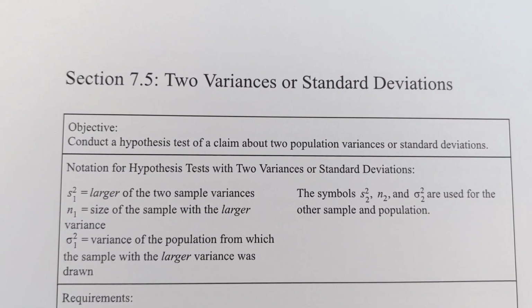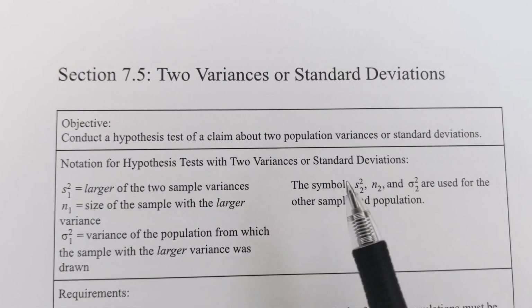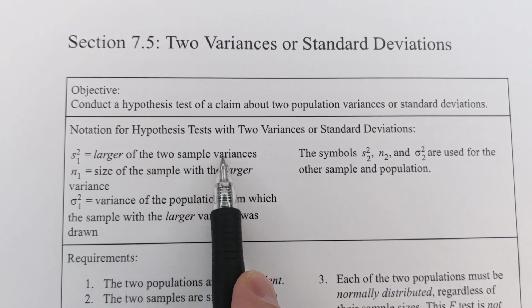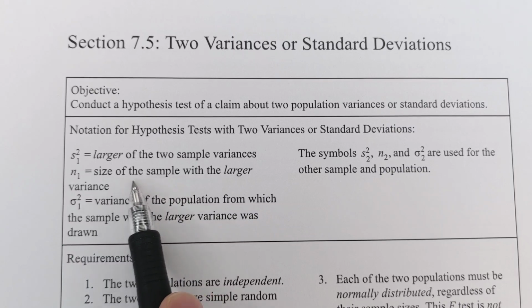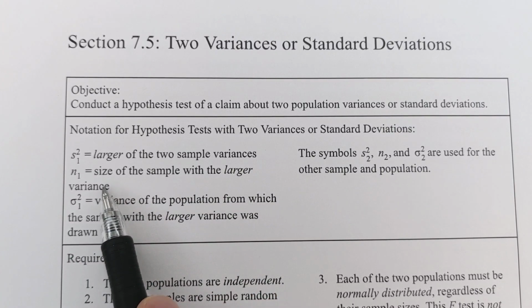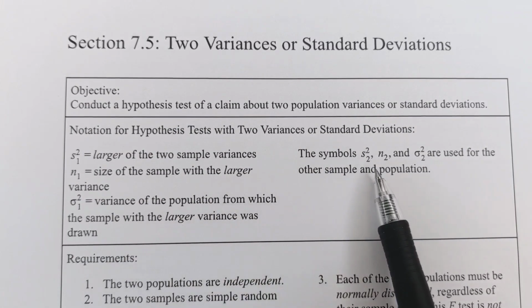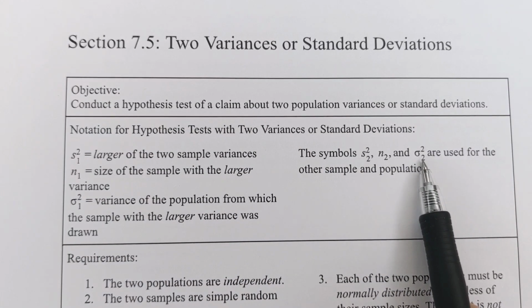All right, here are the notes for section 7.5, comparing two variances or standard deviations. So, notation: S1 squared is the larger of the two sample variances, and N1 is the size of the sample with the larger variance. Sigma 1 squared is the variance of the population from which the sample with the larger variance is taken. So S2, N2, and sigma 2 are all from the smaller group.